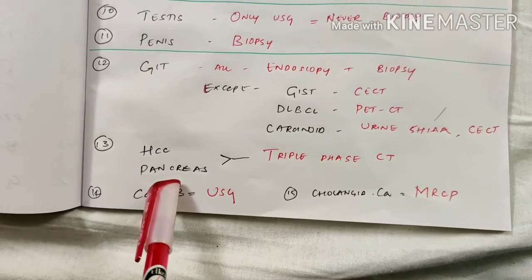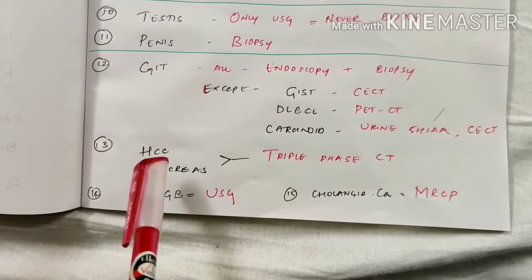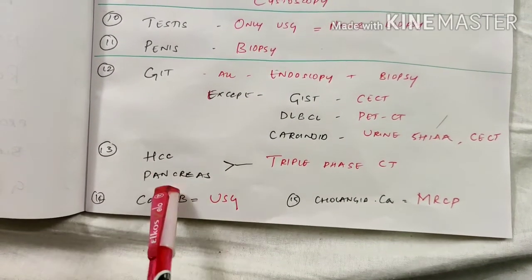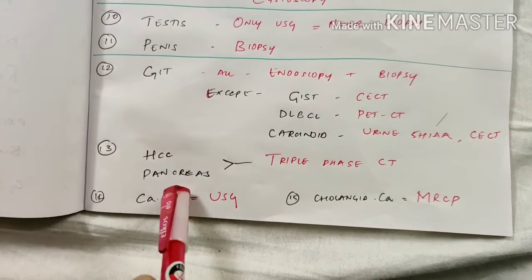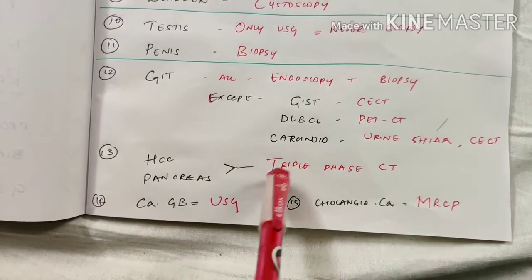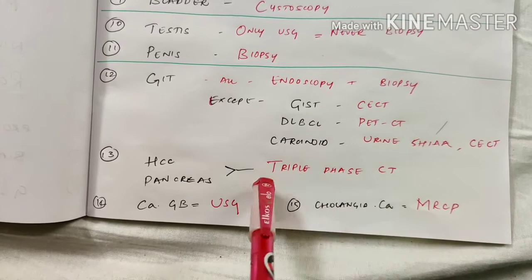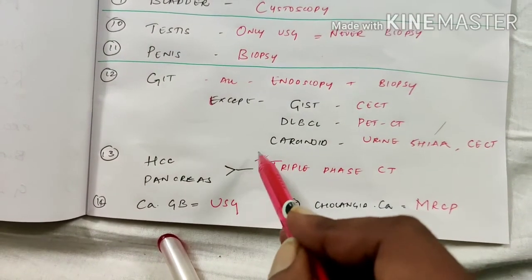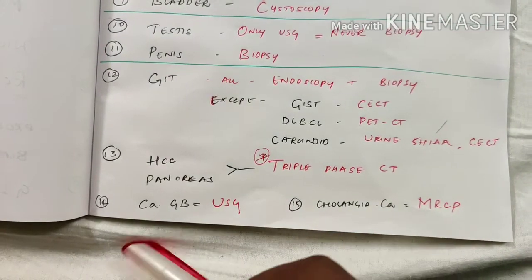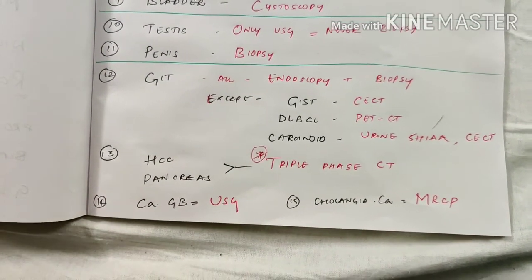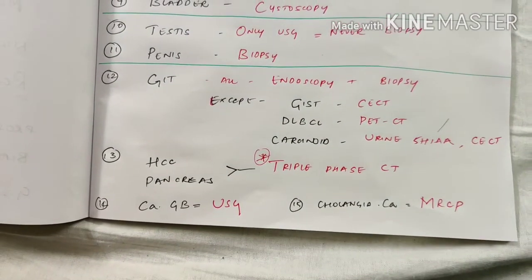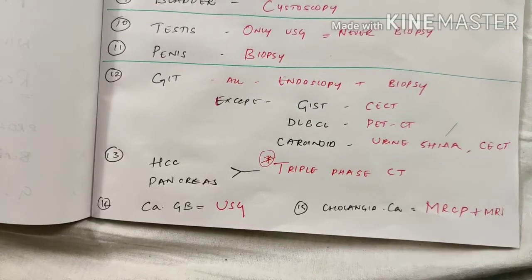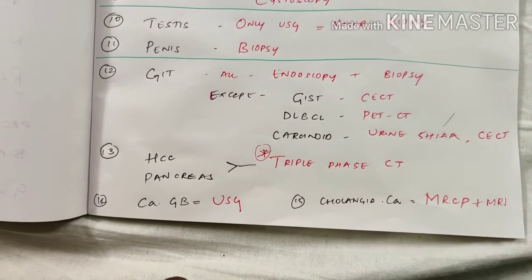And for HCC and pancreas, you go for triple phase CT, right? For HCC and pancreas, you go for triple phase CT. This is a very important investigation. Remember, it's a very hot topic for examiners. They'll ask, what is the investigation of choice regarding HCC and pancreatic cancer? You have to put triple phase CT. For cholangiocarcinoma, that is MRI plus MRCP. That's how you identify the cholangiocarcinoma.